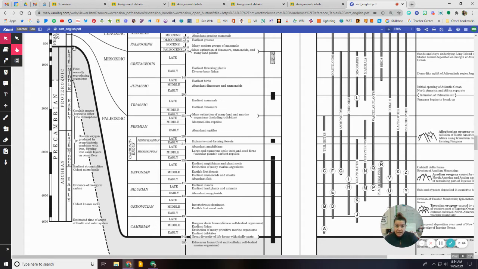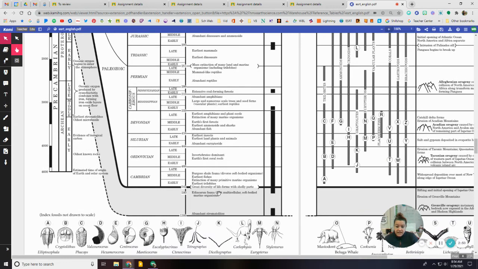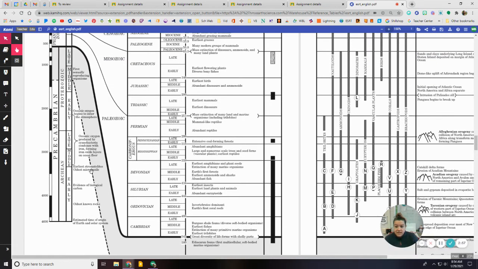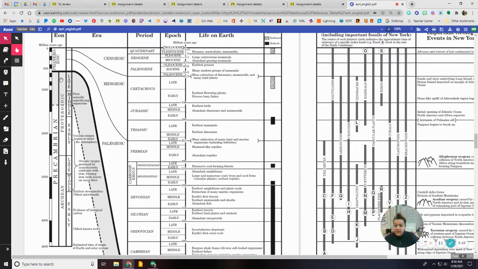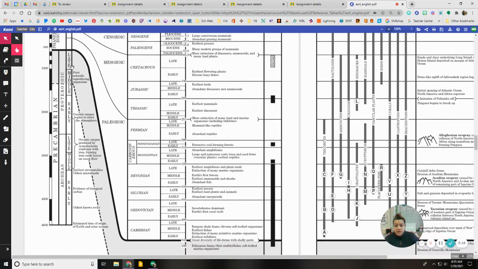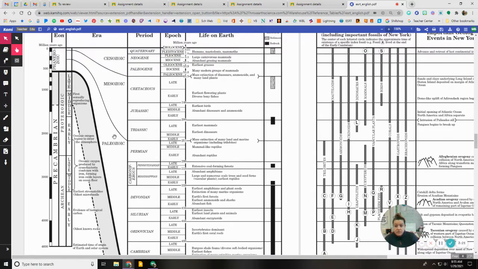So this solid black line will follow down here, and you can see this Ediacaran fauna, these first multicellular soft-bodied marine organisms. So this was actually all during this middle to late Proterozoic. Okay, then you have the Phanerozoic. So this short amount of time, about 550 million years ago, this solid black line basically explodes across the whole entire chart. So this line you follow straight down, and it brings you to these eras.